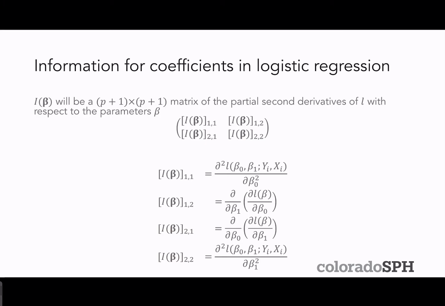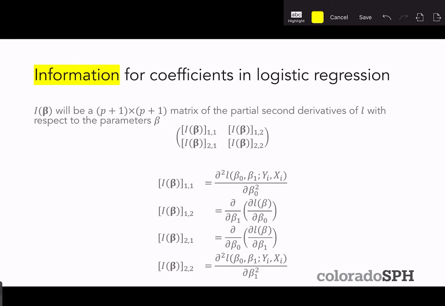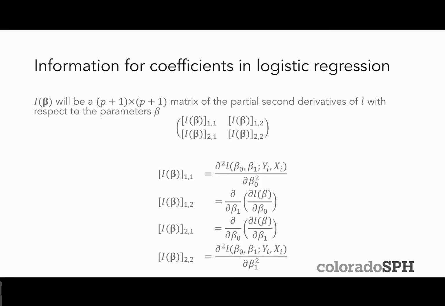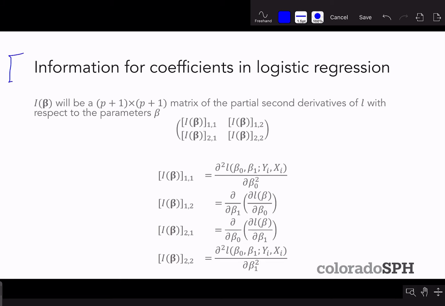Similarly, we could calculate the information for the coefficients in logistic regression the same way that we have in previous lectures. Before this, we've only seen an example where the information is a single number. And that's what you'll get when you only have one parameter that you're trying to estimate. However, when you have multiple parameters that you're trying to estimate, the information is actually a matrix and not a scalar value. It's going to be a square matrix with p plus 1 columns and p plus 1 rows, where again, p is the number of covariates in your model.